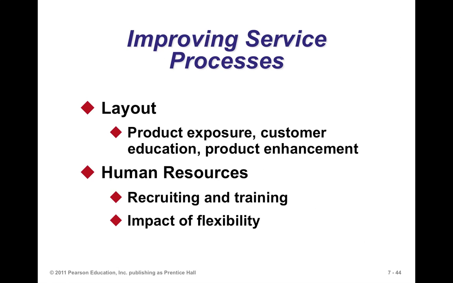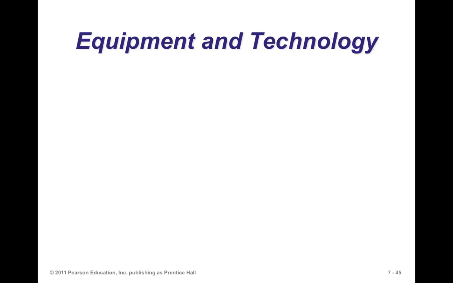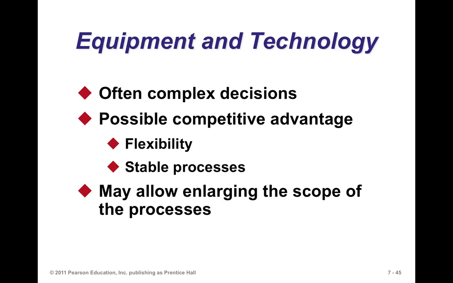Some other things that we could do is look at the layout of the facility to ensure that the layout facilitates efficiency. Of course, in human resources, we often focus on recruitment and training and making sure that the employees have some flexibility in terms of the ability to perform different services. In other words, they are cross-functionally trained.